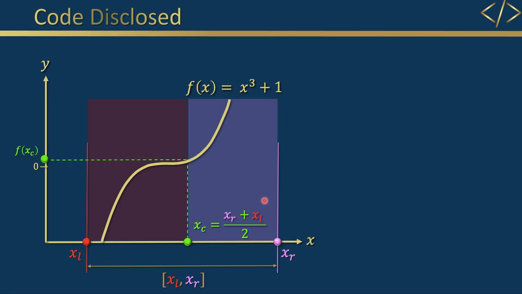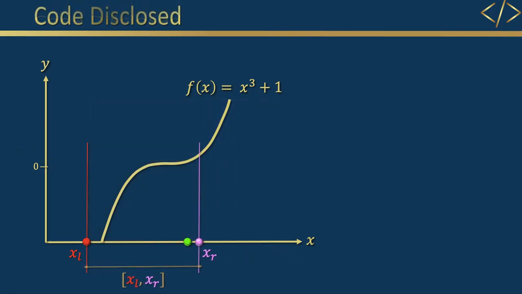The next step is to evaluate our function at this middle point and see where it lies. In this case, if we evaluate at xc, you can find that f(xc) is positive. If this is the case, then our root definitely lies in the left region. For this case, we need to shift or move the right boundary and put it equal to the middle point.